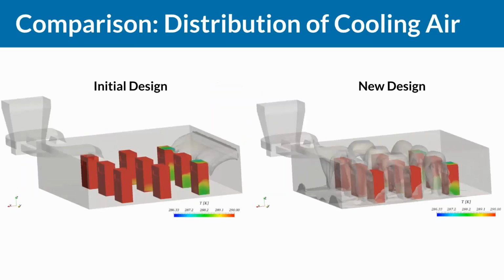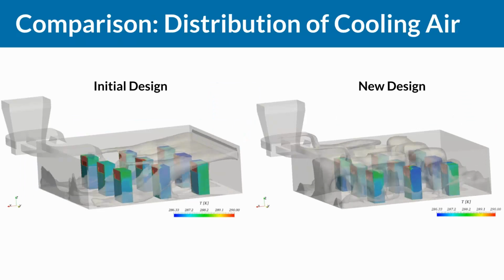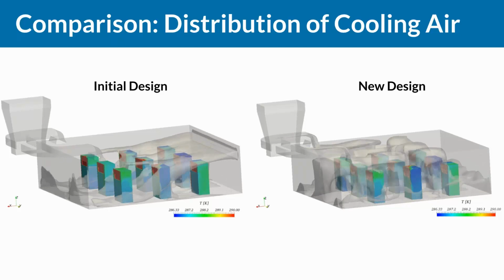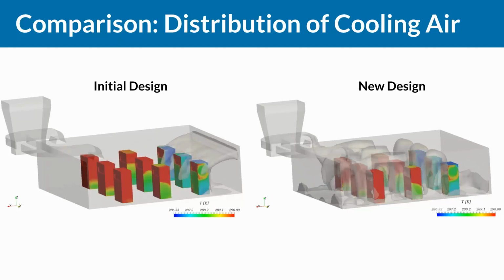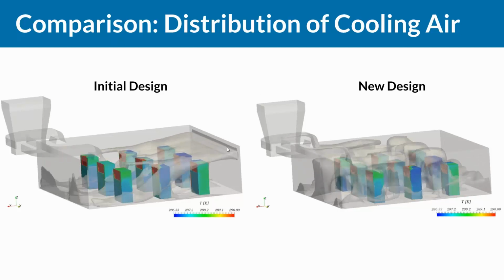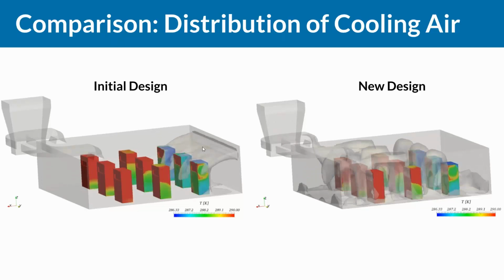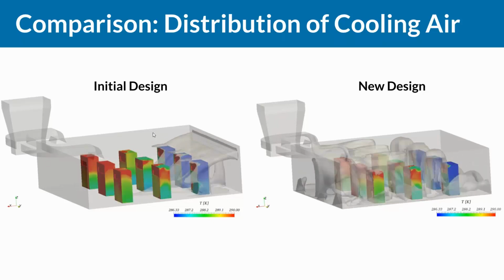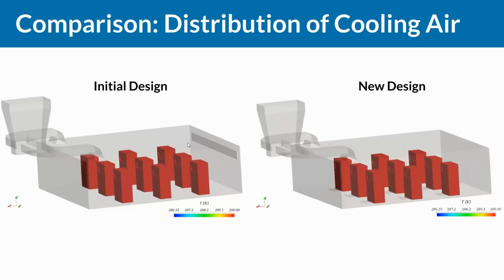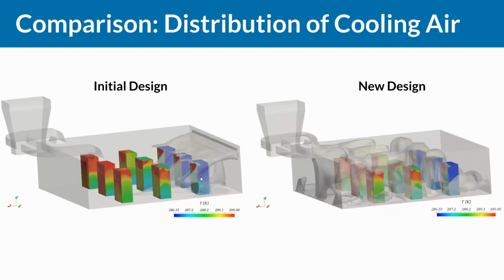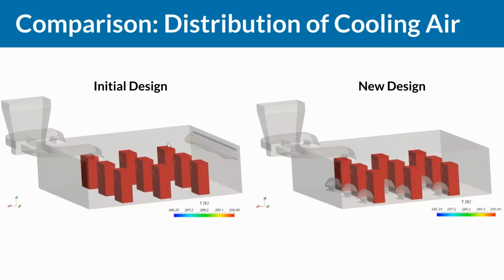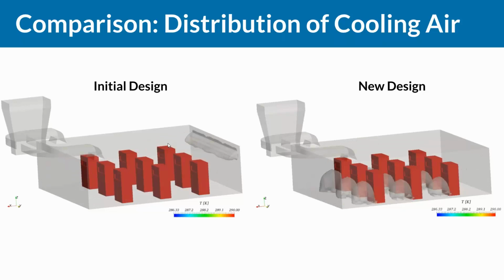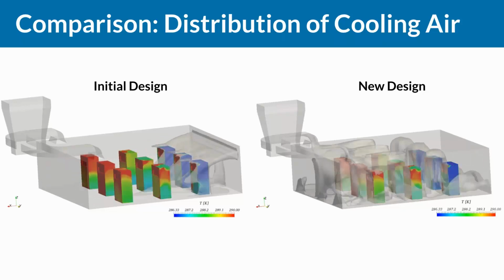So here we can see this iso surface that is representing the temperature. We can see that for the initial design, the flow is coming from this inlet, and like we discussed before, it will be stopped by the first row of computers, and this will create problems later for the last row, because there is not enough air that will reach the last one.